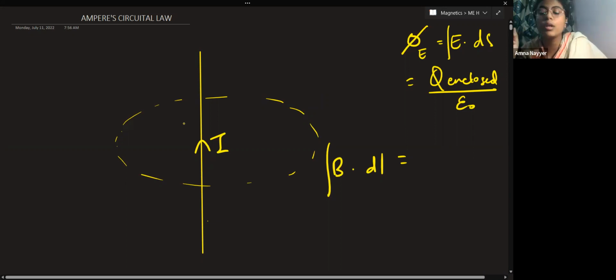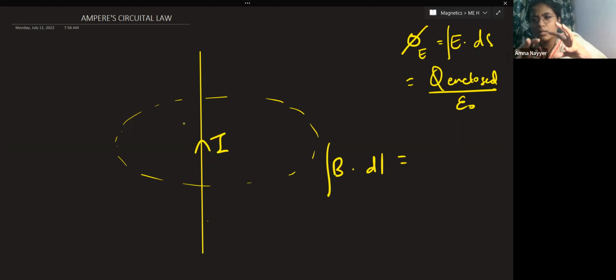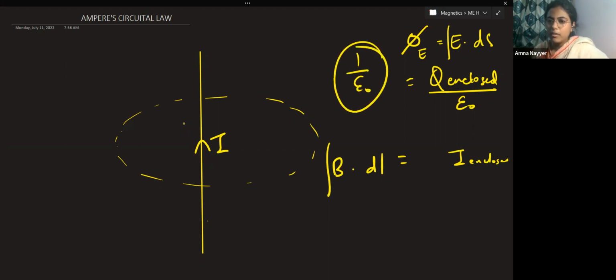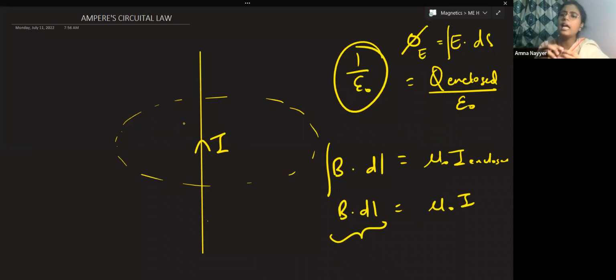There in case of Gauss theorem, in case of electric charges and field, we had charge enclosed. This time we'll be having whatever is the total current enclosed. This is equal to the total current enclosed. And instead of 1 over epsilon naught, here we had 1 over 4 pi epsilon naught. Here we'll be having just mu naught. So B dot dl is equal to mu naught I. And this term we call it as the line integral. You are integrating it along the whole line. That is known as line integral. So B dot dl is equal to mu naught I. This is your basic Ampere Circuital Law.